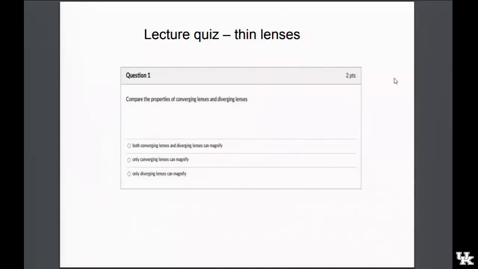So again, diverging and converging lenses, diverging and converging mirrors have different possibilities in the images that they can form of objects. It's only converging mirrors and lenses that can magnify. A diverging mirror or lens can never magnify, it can only minify. And so that's the answer to this question here.